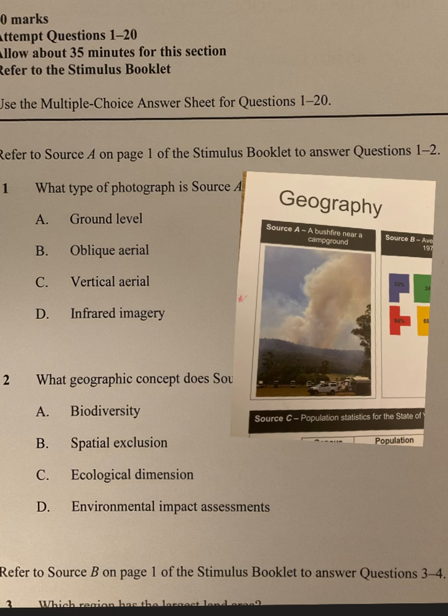The first question was what type of photograph is shown in source A. So it is A, it's a ground level photograph. The reason why is because the photographer was standing probably about here, about the height of the car. So it's showing the bushfire from this level.